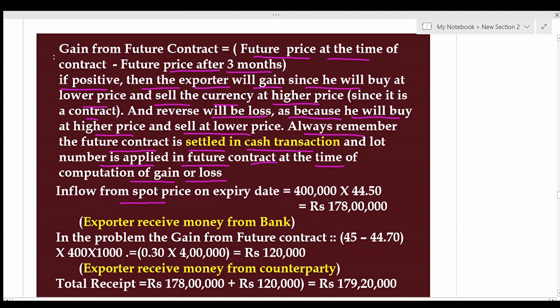Inflow from spot price on expiry date is equal to $4 lakh multiplied with 44.50, that is the spot price on expiry date, is equal to 178 lakhs, rupees 178 lakhs. This amount is received by the exporter from bank.